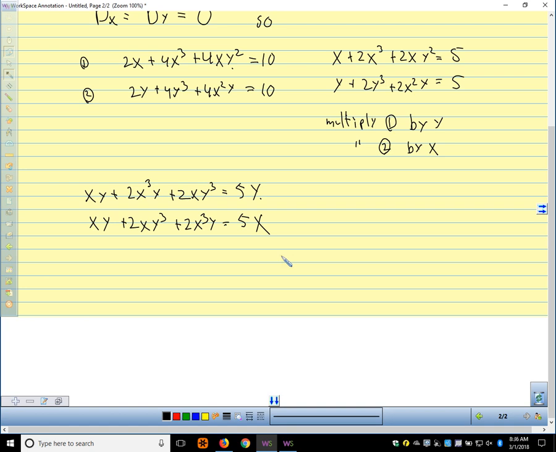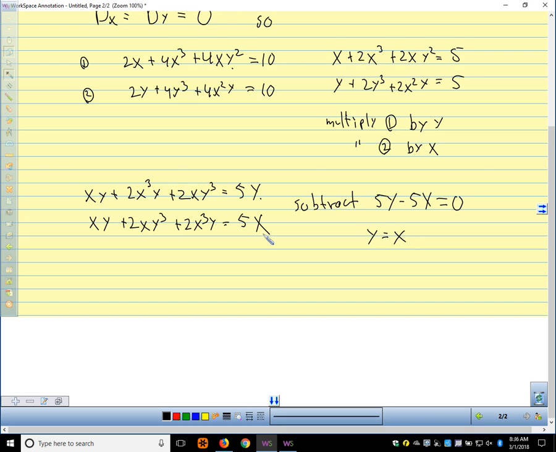Well, what can I do now? I have an xy here. I have a 2x third y, a 2x third y, a 2xy cubed, 2xy cubed. How about subtract those two? I subtract, and I get 5y minus 5x equals 0. And so y equals x. That's nice, right? We know y equals x.